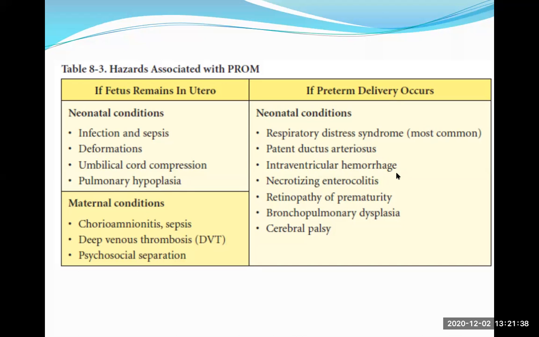Intraventricular hemorrhage can occur in a preterm baby very easily. Necrotizing enterocolitis is one of the complications of preterm babies. This is infection of the intestine. Retinopathy of prematurity, a problem in the retina. Bronchopulmonary dysplasia is a problem of the airway, especially if the baby is kept on a mechanical ventilator for a long time. And cerebral palsy is a problem of the developing brain. All these are associated with preterm delivery, and preterm delivery is caused by premature rupture of membrane in this case.